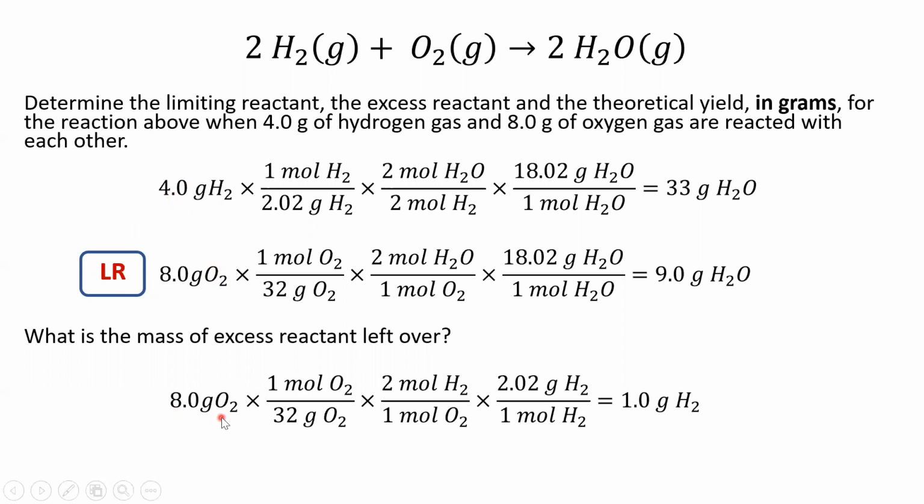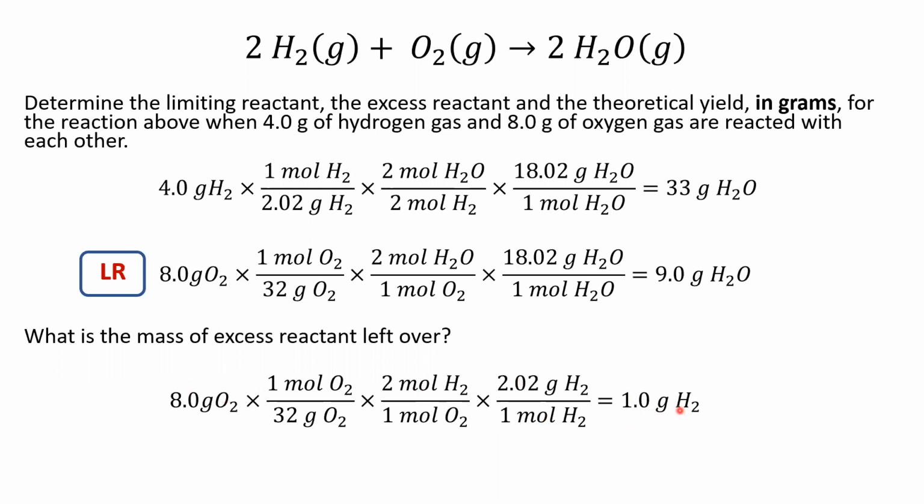So we have 8.0 grams of oxygen. We'll go from grams to moles. It's a 1 to 2 ratio to get to hydrogen. And then we'll use our periodic table. And this number, 1.0 grams, is how much hydrogen reacts with the 8 grams of oxygen. Then the oxygen runs out. We can't react any more hydrogen.